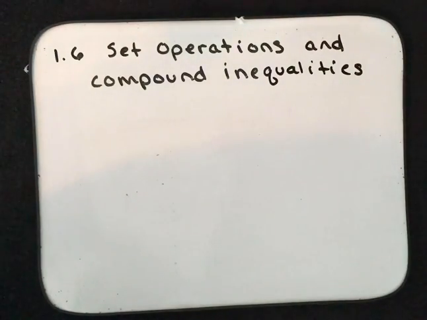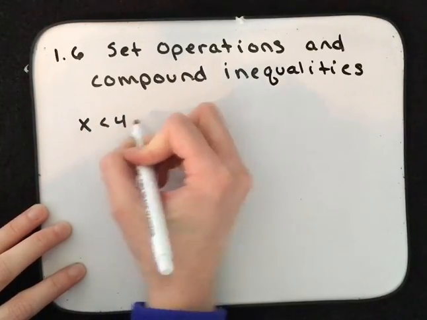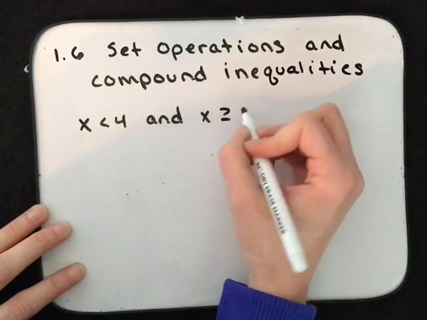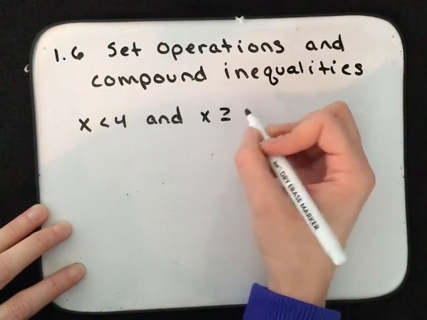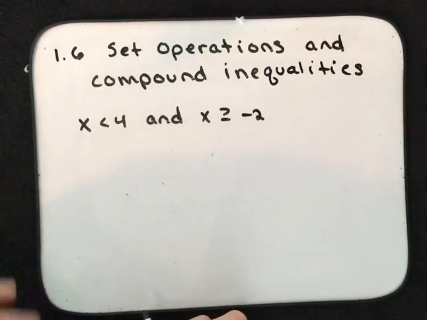Today we're going to look at set operations and compound inequalities. A compound inequality is an inequality that consists of two inequalities linked by "and" or "or." For example, if I have x is less than 4 and x is greater than or equal to -2, I have two conditions that have to be met.